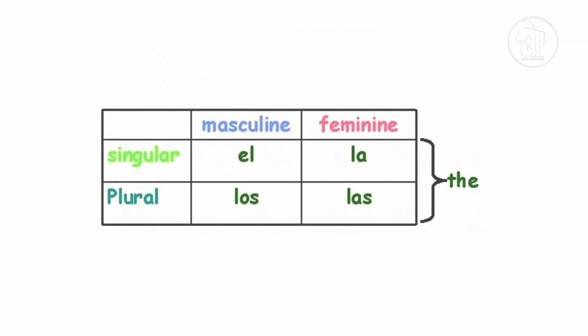As you can see from the image on screen, there is a specific definite article in Spanish for when you are referring to singular masculine nouns, which is el, singular feminine nouns, which is la, plural masculine nouns, which is los, and plural feminine nouns, which is las.